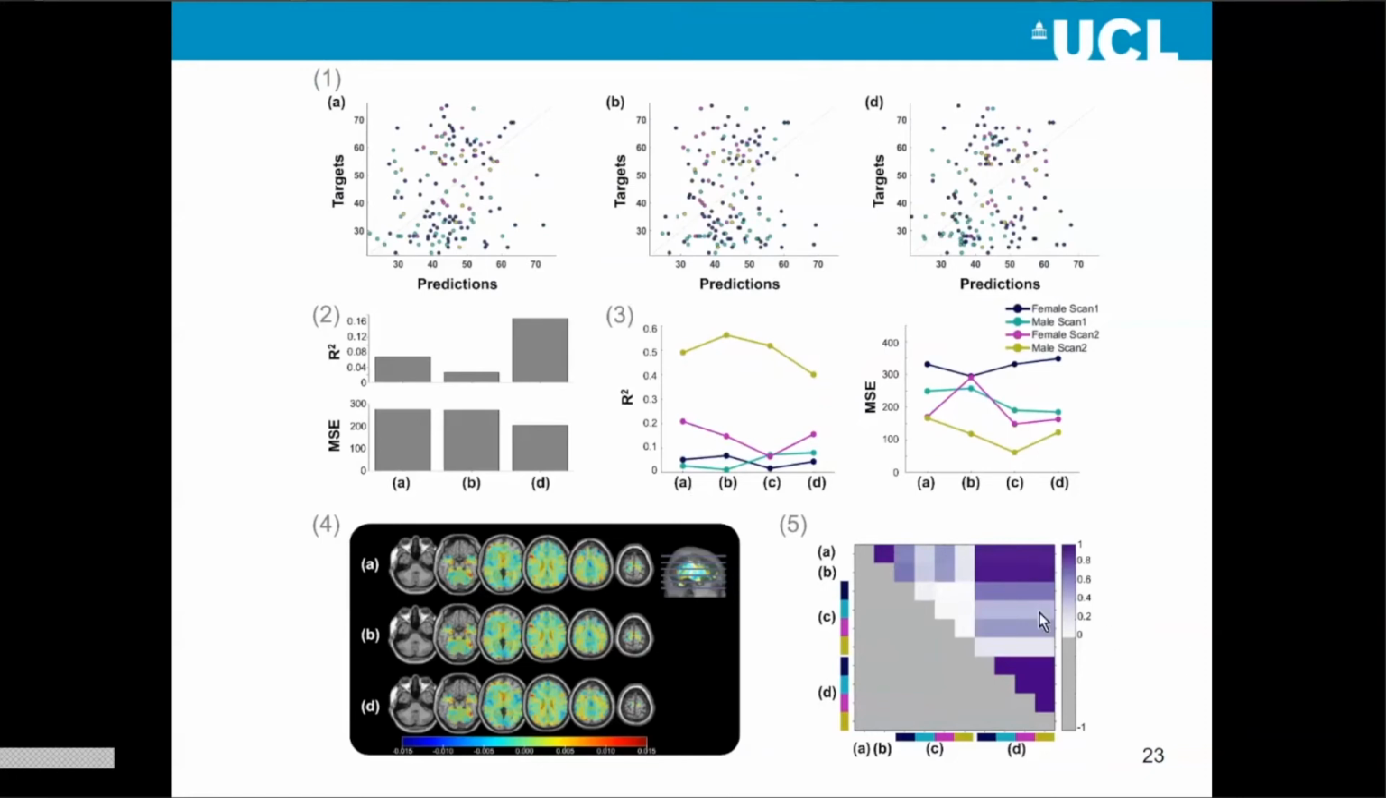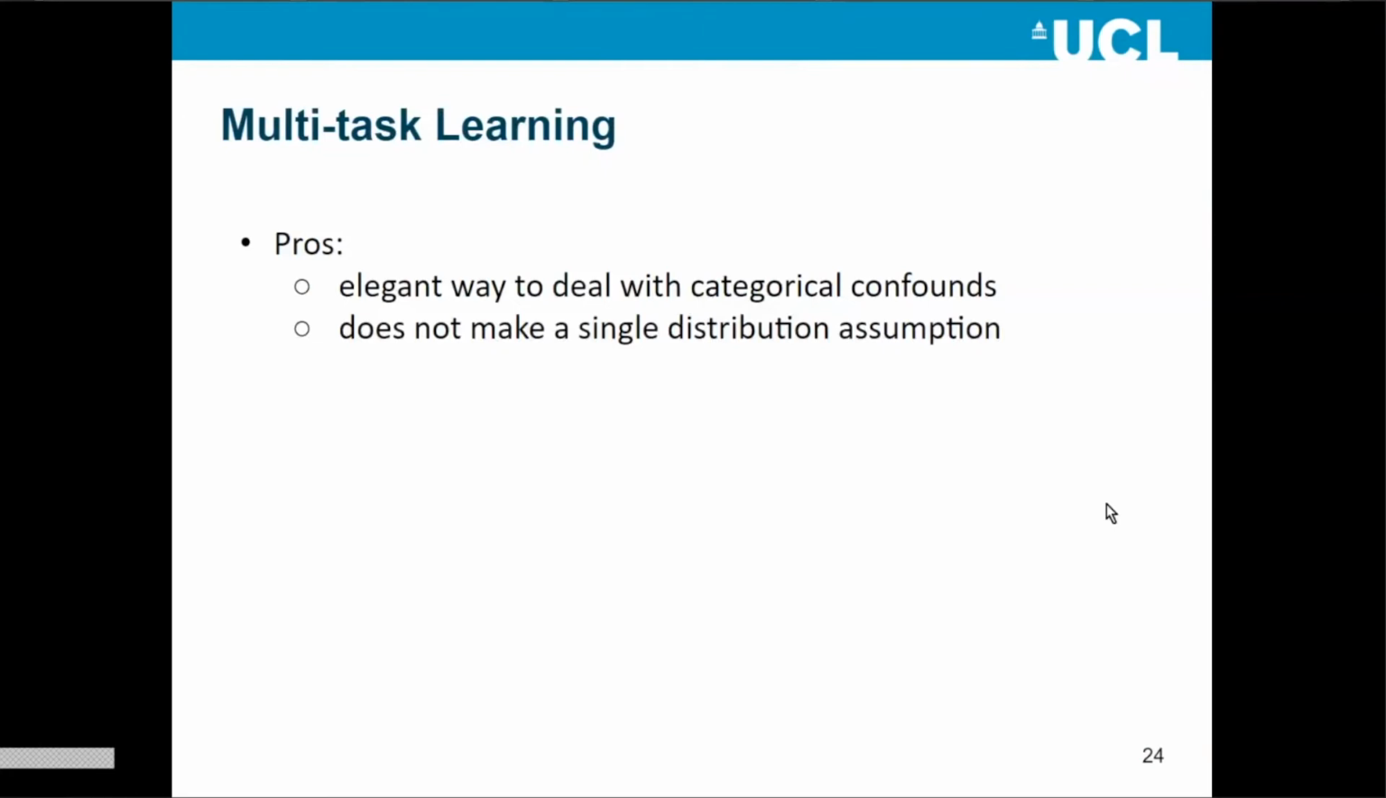Now, on the opposite, if I impose that they share something, we actually have weights that are very close to one another, but also very close to the uncorrected and corrected models. So they have learned something that resembles this unique distribution, but it's not exactly the same, as the results show. So we think this technique could potentially be a nice way to deal with at least categorical confounds, because it does not make that single distribution assumption.